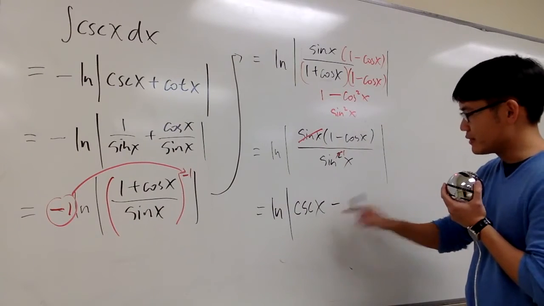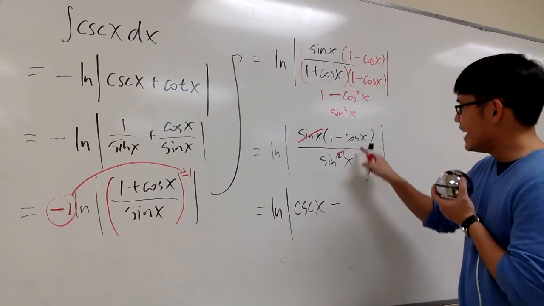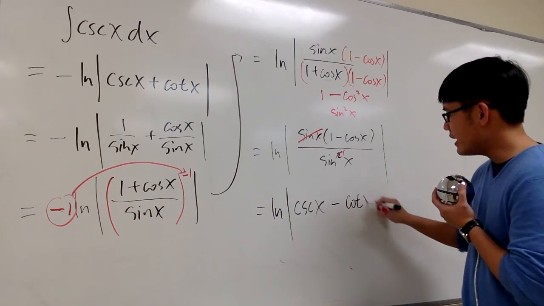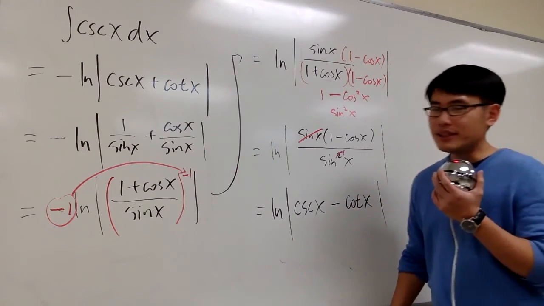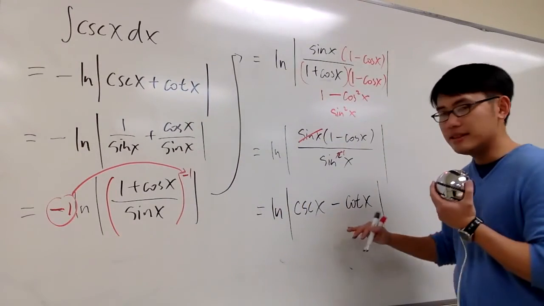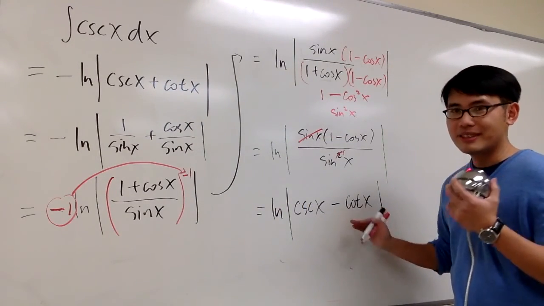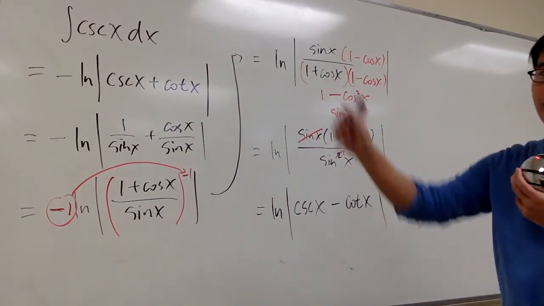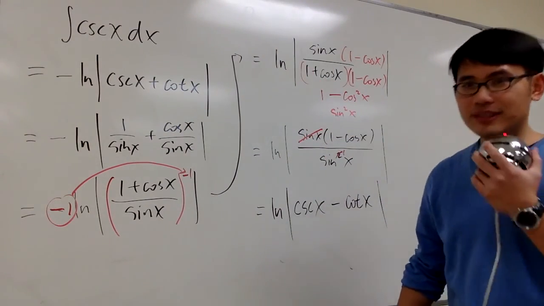Minus, you see this is the minus. Oh, so exciting, right? Minus, and then cosine x over sine x is what? Cotangent x. So as you can see, this expression right here, it's the same as that. Okay? So we are good with either one for the antiderivative of cosecant. Anyways, get ready for the next one.